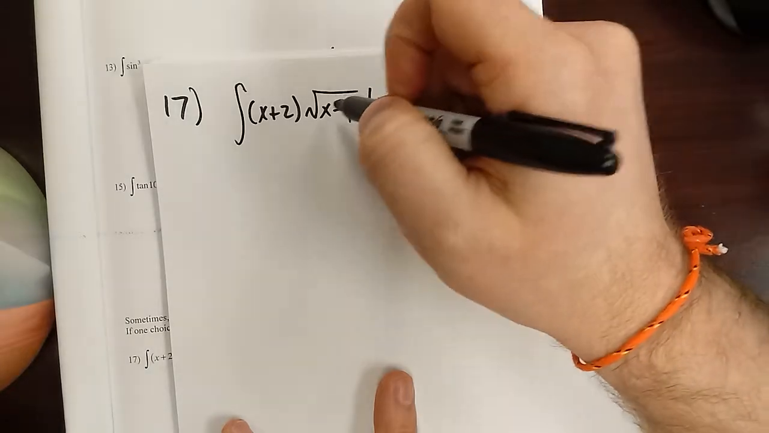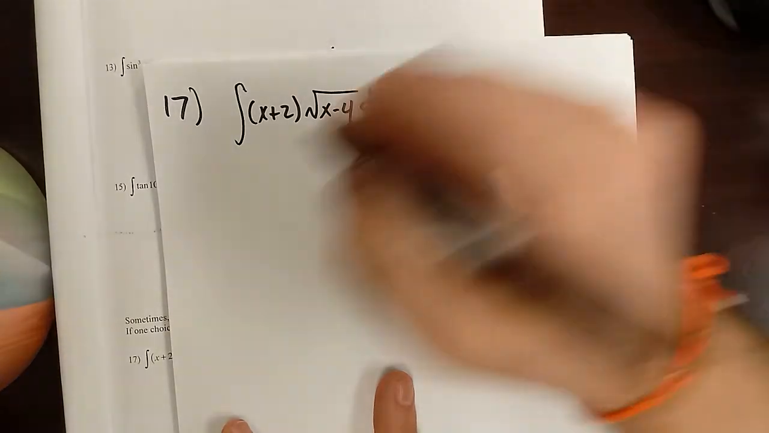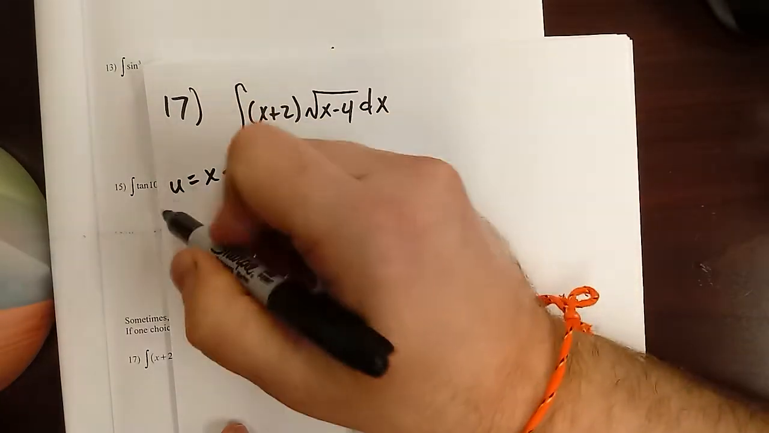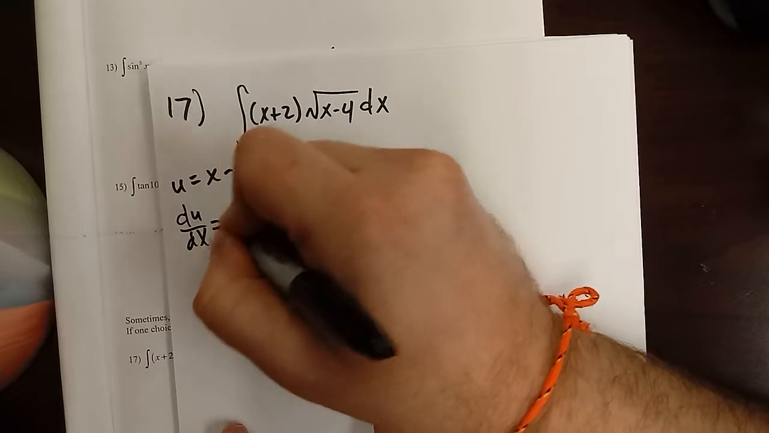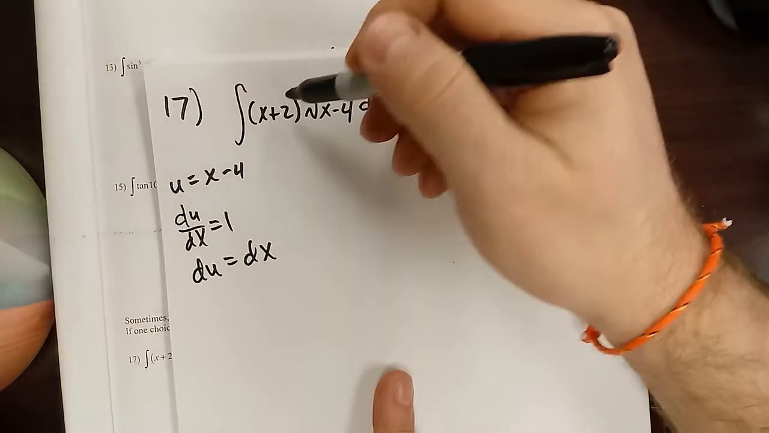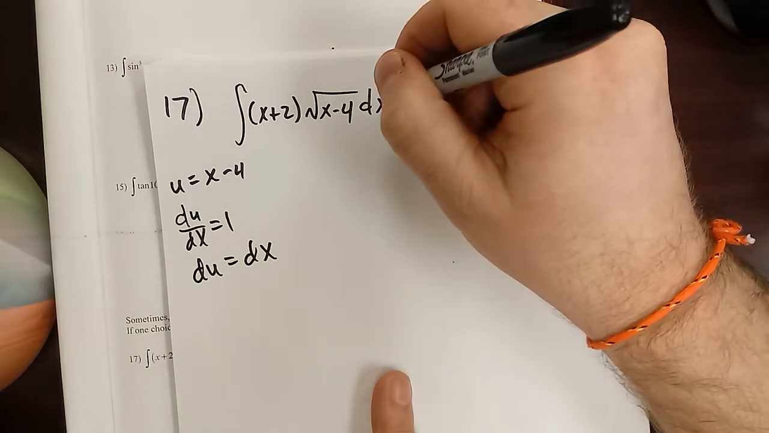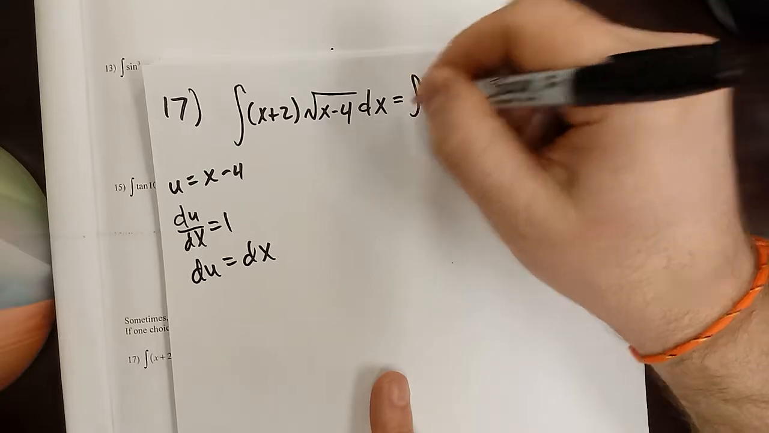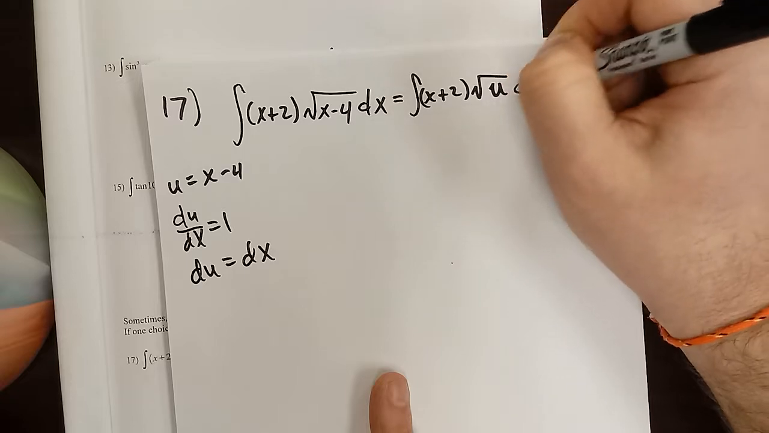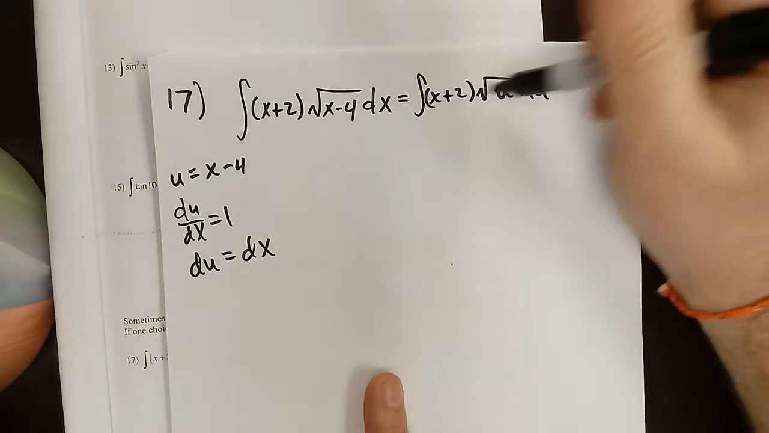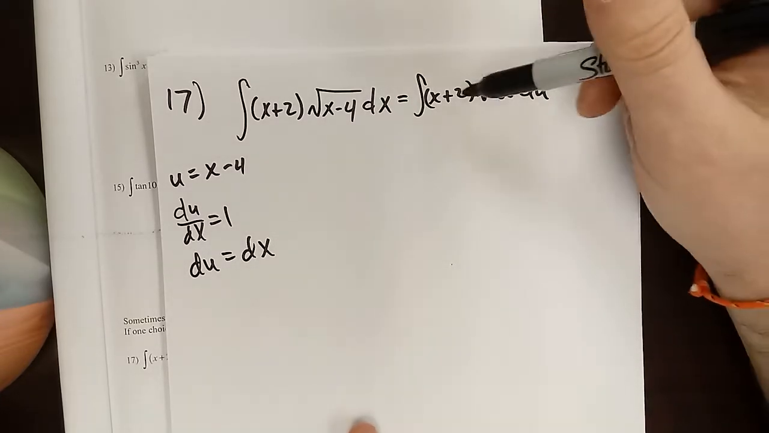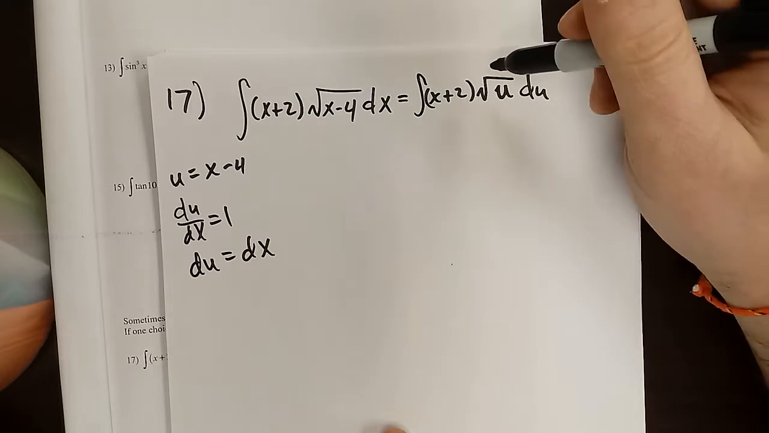So in 17, I view this as the inside. If I make this equal to u, let's see, u is equal to x minus 4. We do run into a problem. du dx is 1, and du is equal to dx. This x plus 2 does not get replaced. And if I go in and I have x plus 2 times the square root of u du, remember, u and your x don't mix. And that's for the best. And so because of that, we have an issue, and we're stuck.